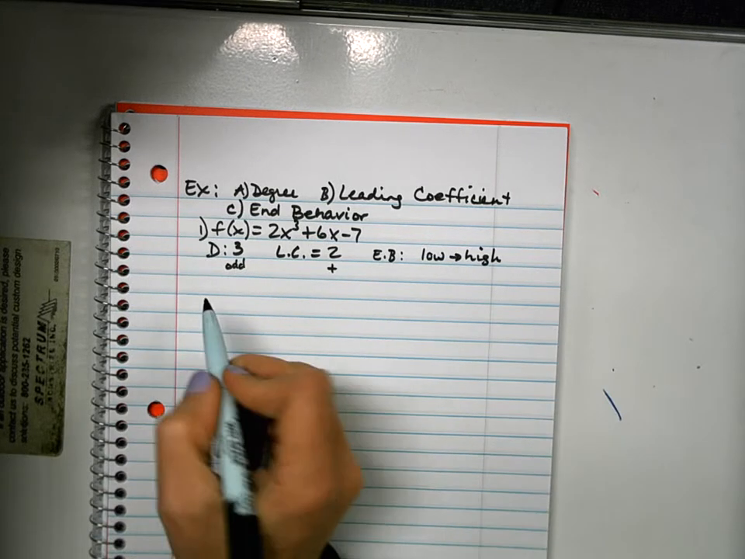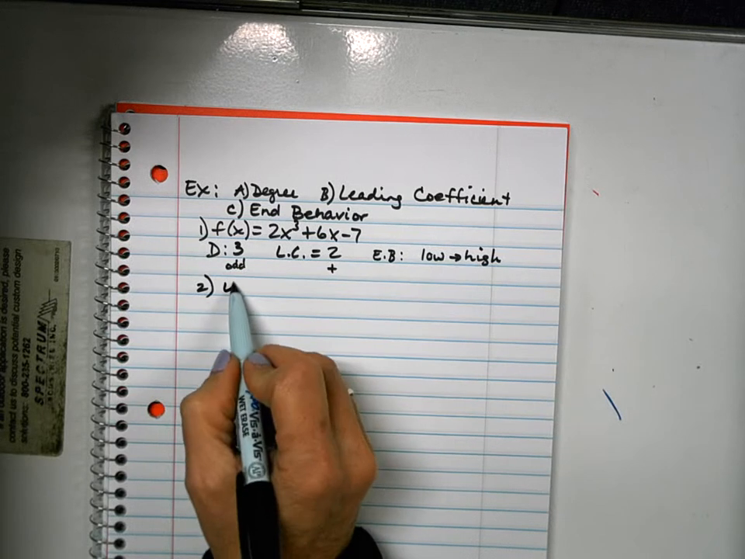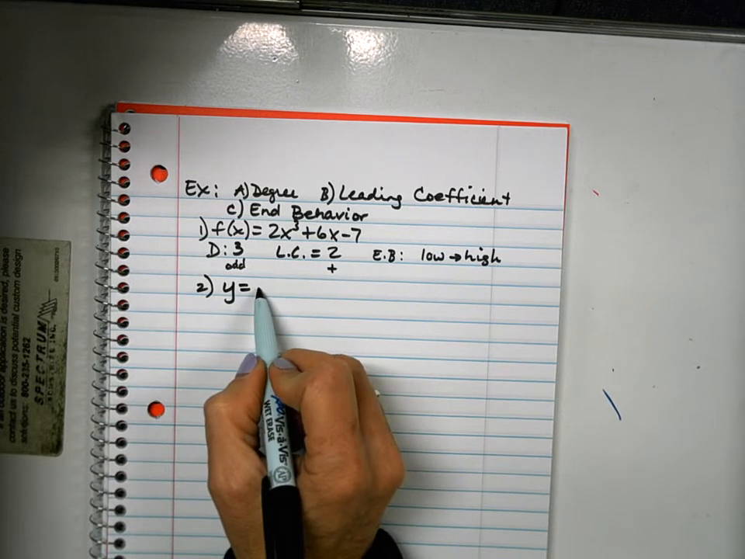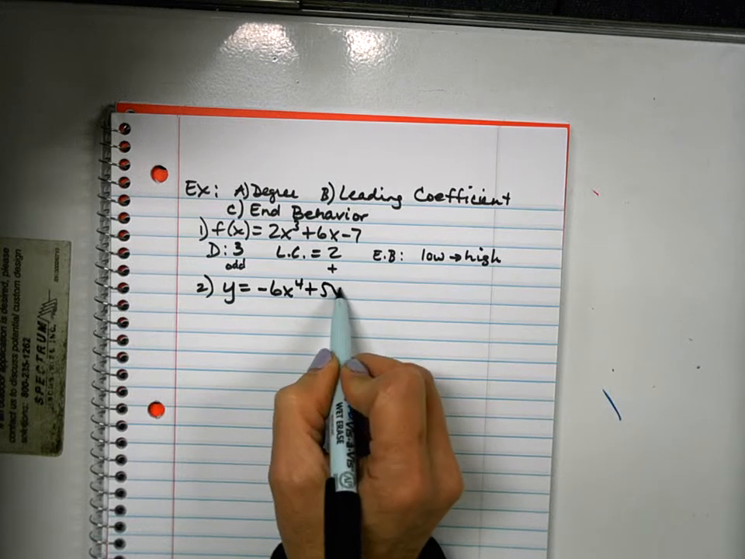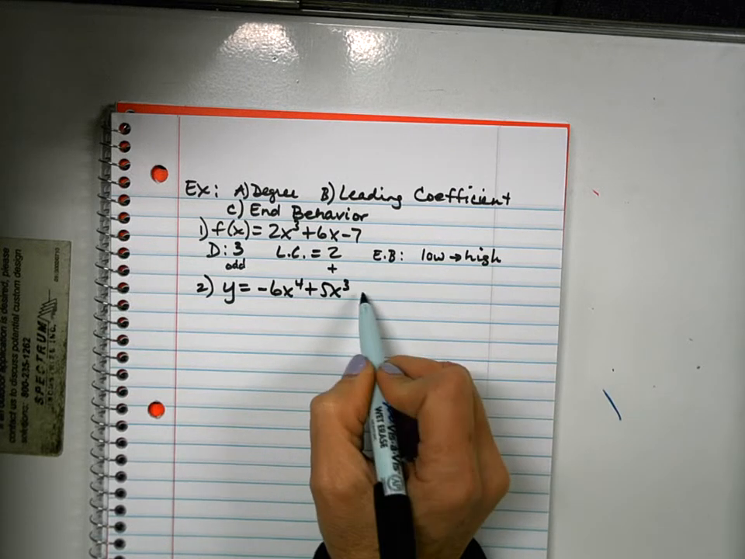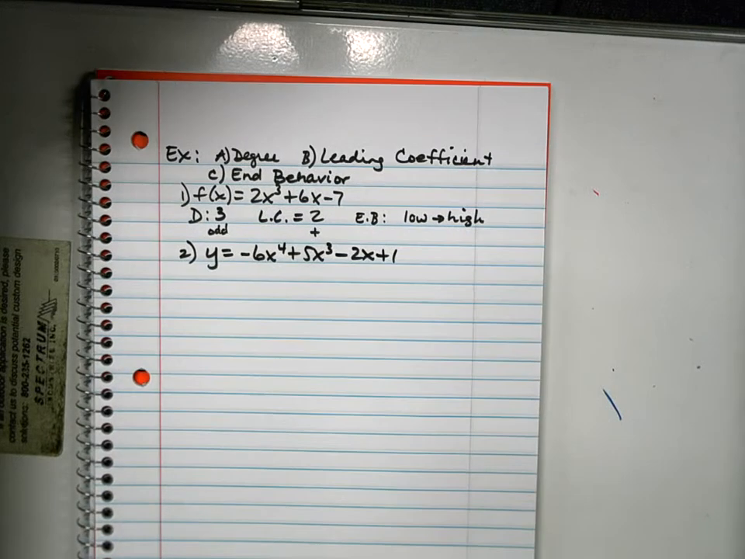All right, let's do another one. Number 2, y equals negative 6x to the 4th plus 5x cubed minus 2x plus 1. Okay, so the 2 important things here.